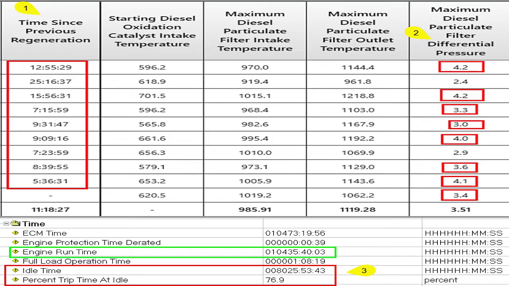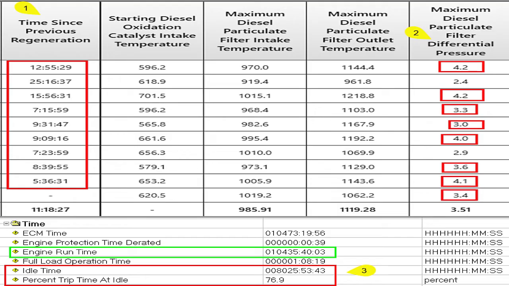So then I look over at the maximum diesel particulate filter differential pressure, and starting on the bottom I see 3.51, and that's high but not terrible. Then I see 3.4, then it goes to 4.1, 3.6, but then it goes to 2.9, then it's back up to 4.333, and then it goes to 2.4 up at the top. And if you look to the left, the temperatures are absolutely normal. 618 in, 919, and 961. And 2.4 is okay. And then the next regen, we're back up in the high numbers.